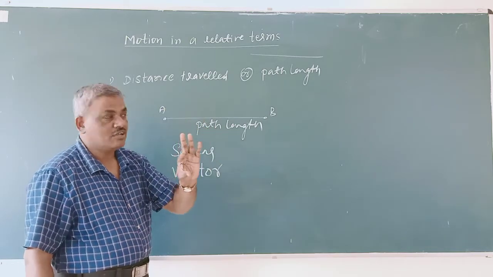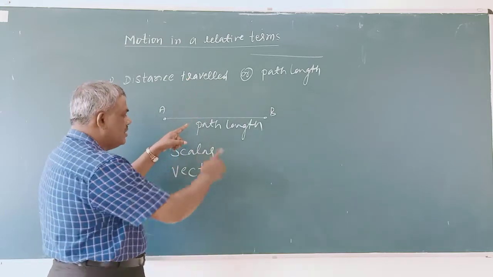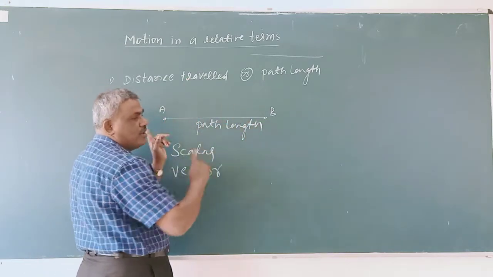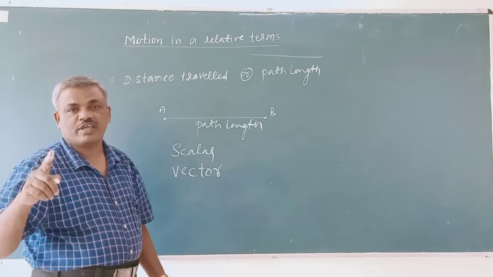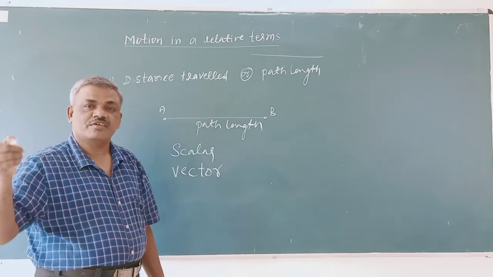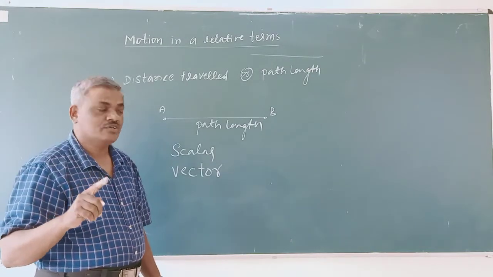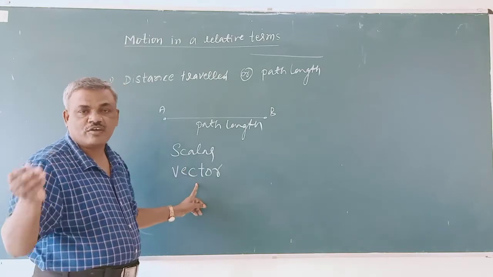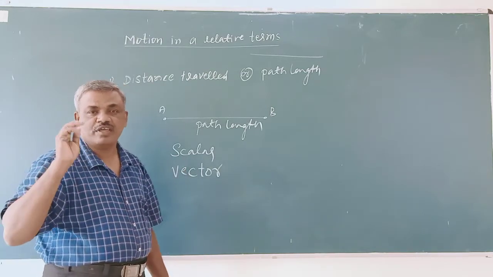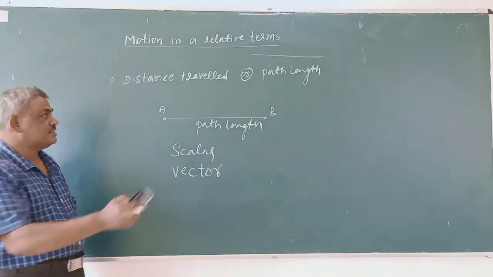So this is the definition of distance traveled. The length of the actual path traveled by the body is called the distance traveled. It is a scalar quantity. So the distance traveled cannot be negative for a moving body. Next, displacement.